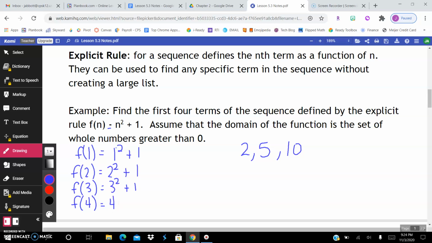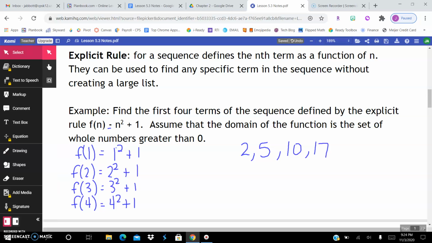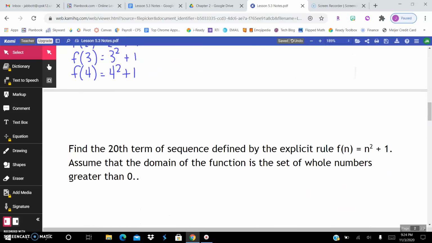And for the fourth term, 4 squared is 16, plus 1 would be 17. So those are our first 4 terms.